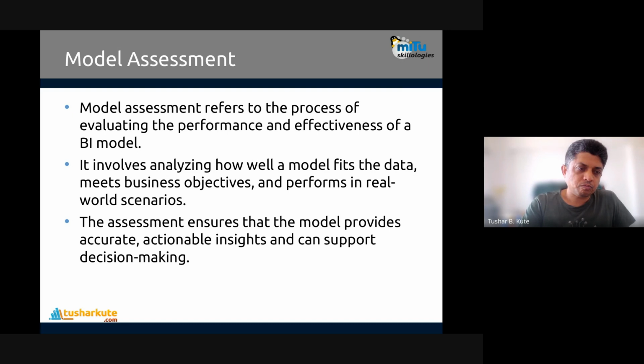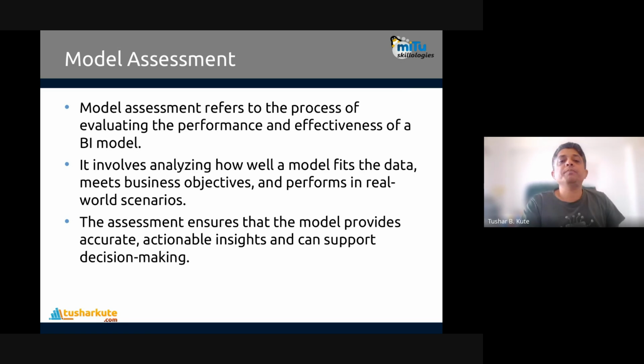Effectiveness in various situations can be identified in the model assessment, which involves analyzing how well the model fits the data. First thing. Second, how it meets the business objectives, to what extent it meets the business objectives, and how well it performs in real-world scenarios. That's done in the model assessment phase.